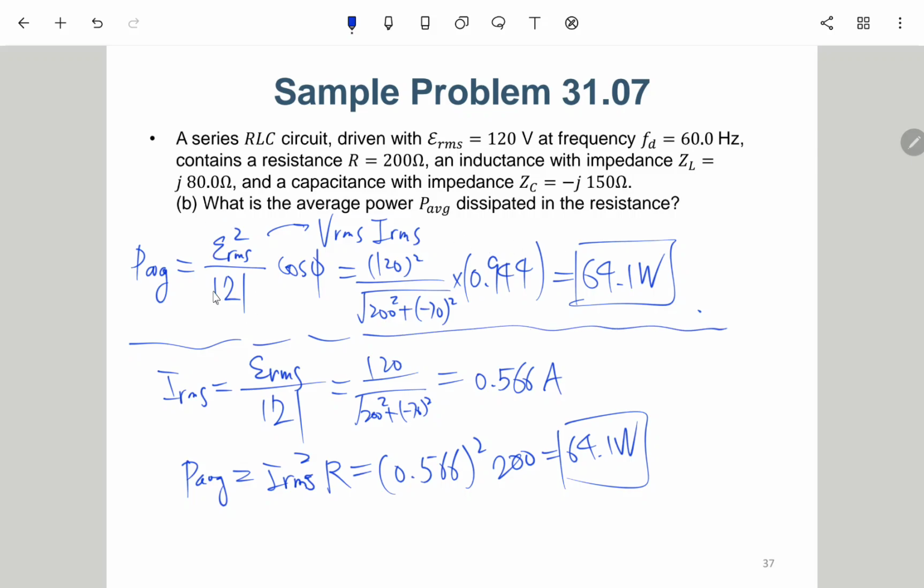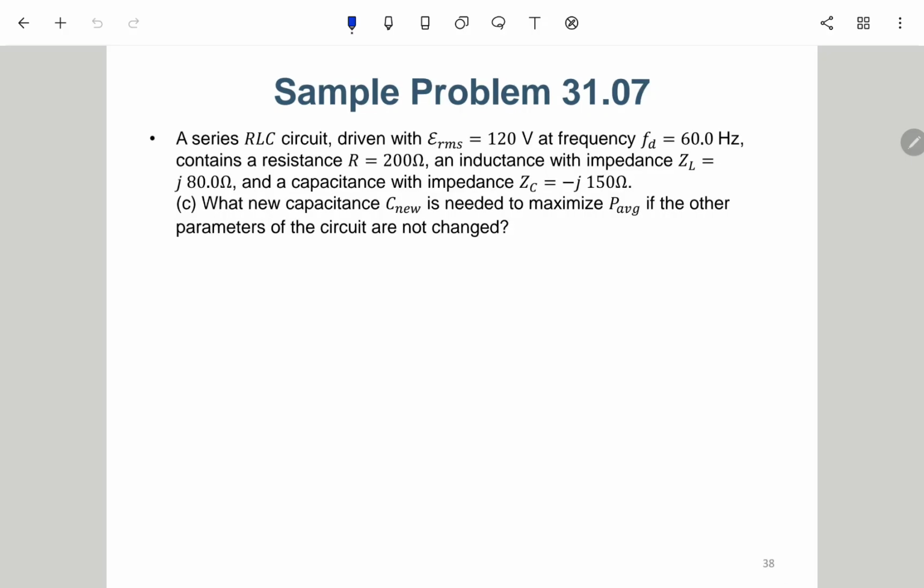So E RMS divided by the absolute value of Z will be I RMS, and then E RMS will be V RMS. In that case we need to consider the power factor. But here, if we just use the I RMS and then use the R, then we don't need this.